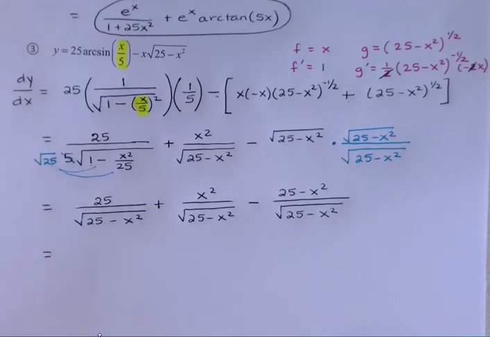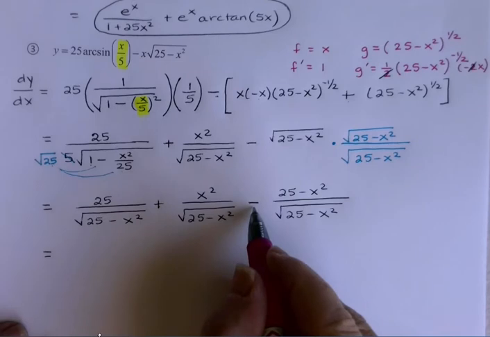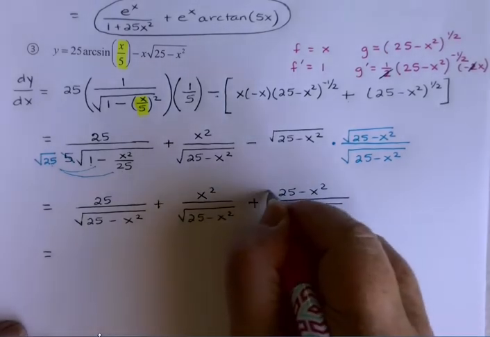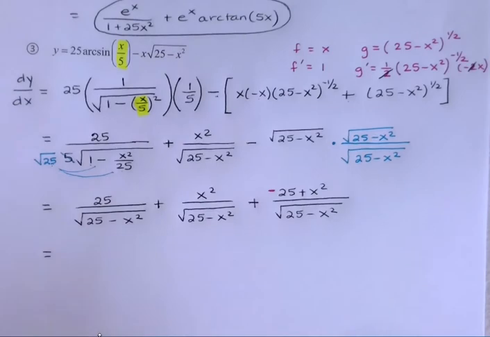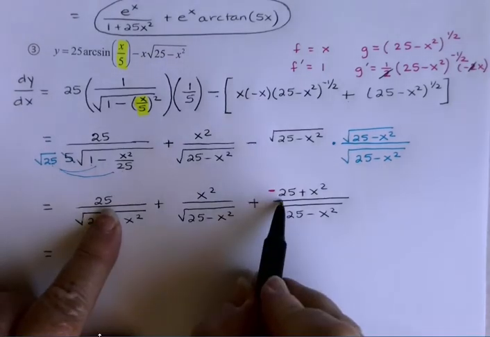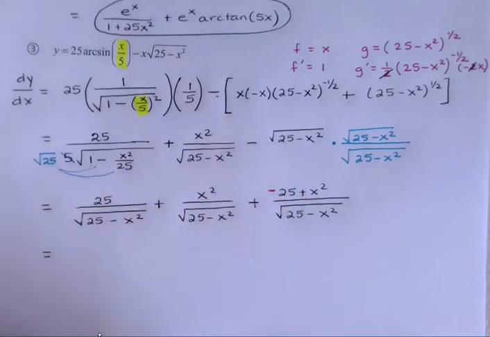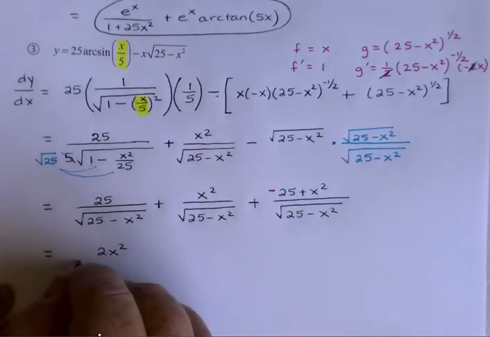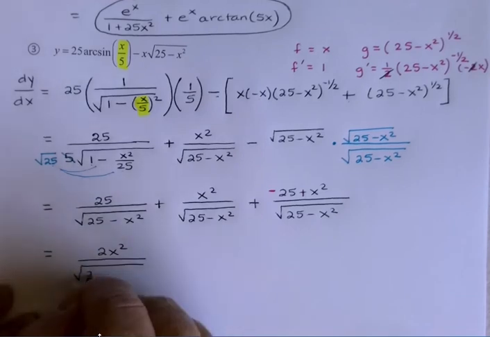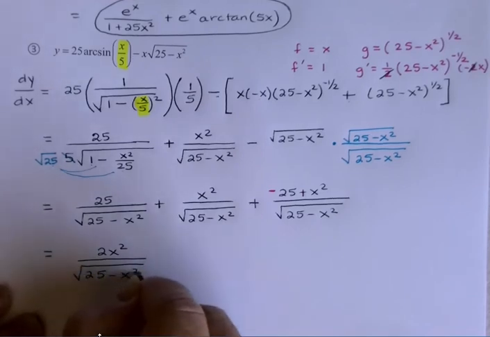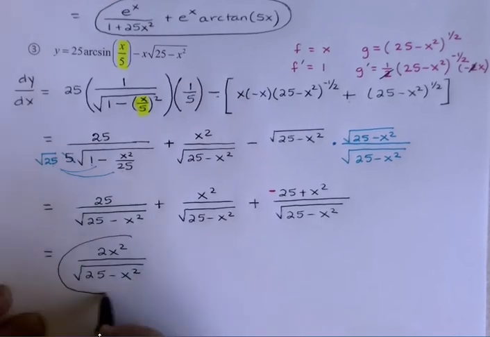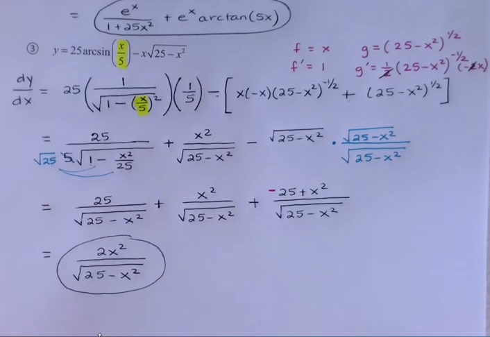Because I have a common denominator, of course, I can combine. And let's do one more thing here. I'm going to change this to a plus, and I'm going to distribute the negative. So that becomes a negative 25 and a positive x squared. 25 and negative 25 are 0, and I will have a 2x squared there, all over that common denominator. And so there's my nice simple form of the derivative. I mean, it originally looked pretty bad, but we were able to simplify quite well.